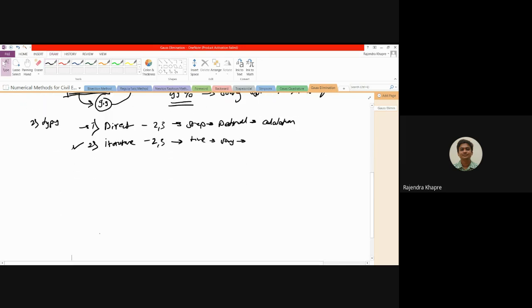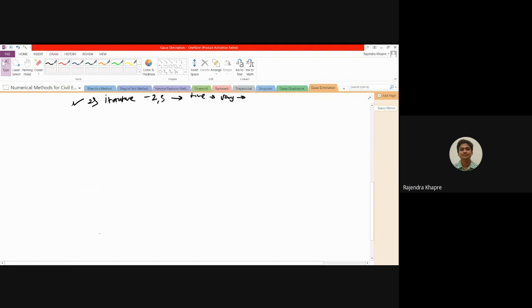I think the Gauss elimination method, has it been covered in your maths or not? Anyone? Please respond. Was it covered? Yes, students, was it covered? No, sir. Sure? Has matrix algebra and so on been covered? Yes sir, it was covered in first year, but Gauss elimination was not. Okay, so fine. We will continue.